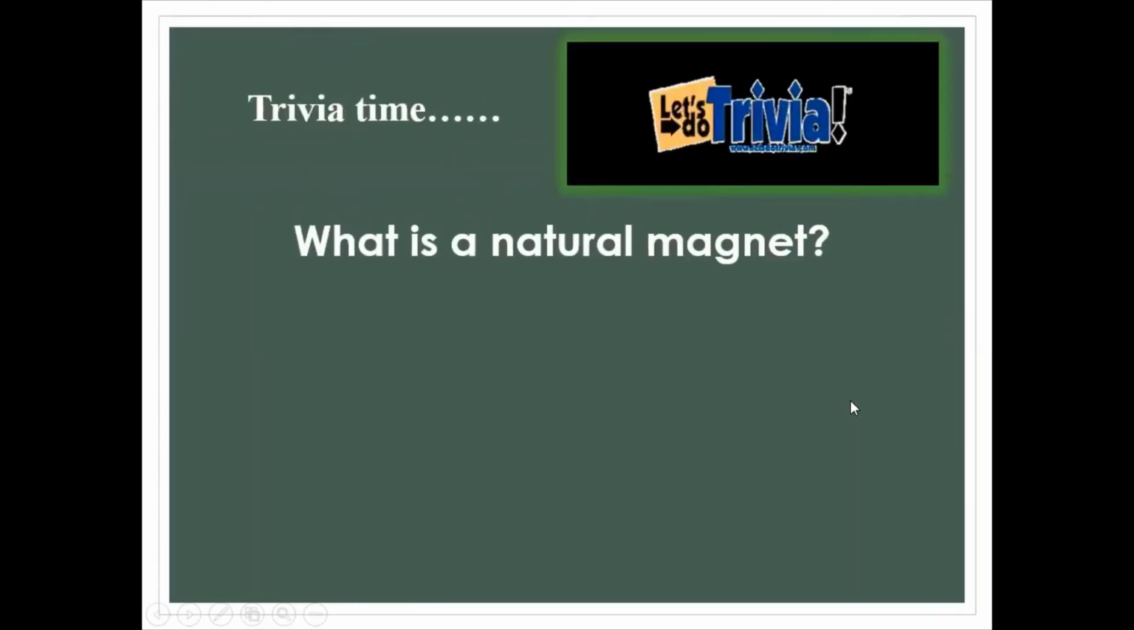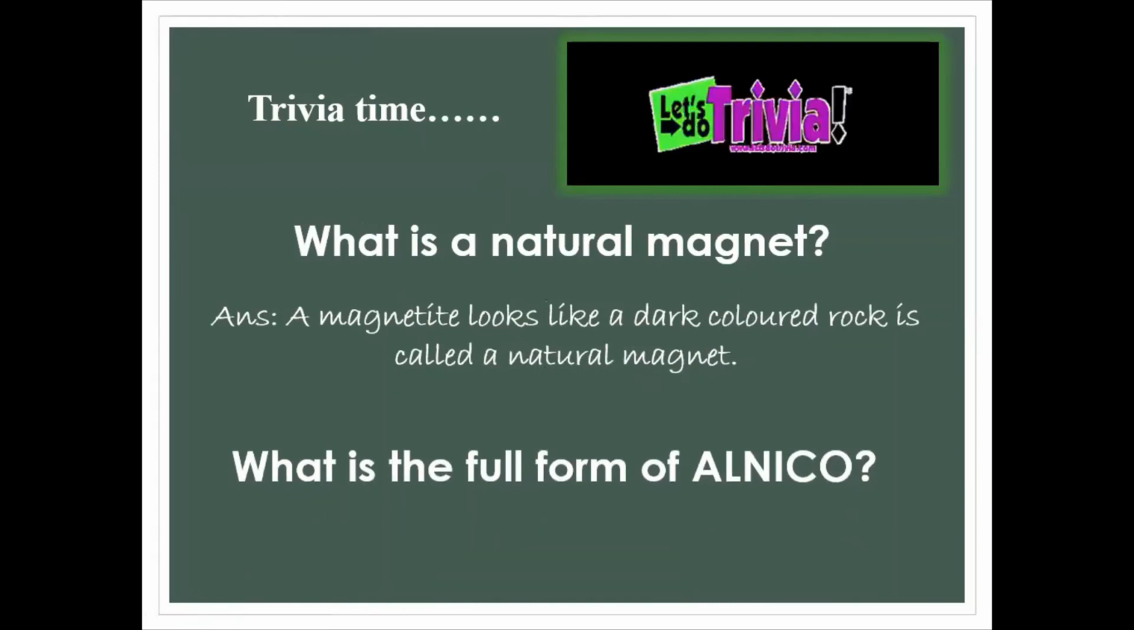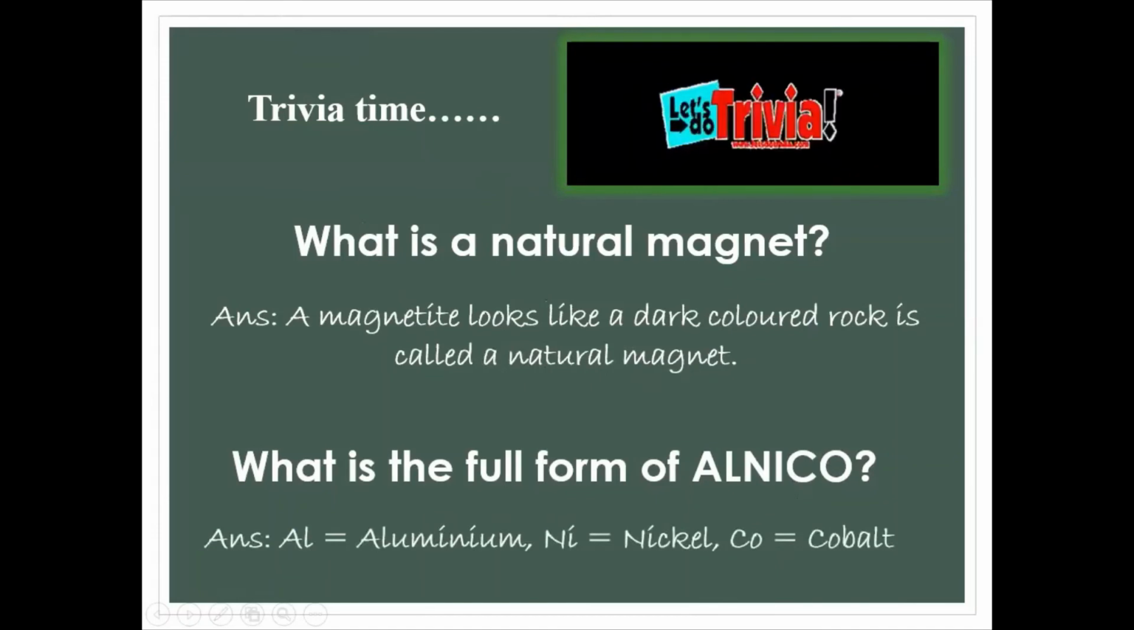Now, it's trivia time, students. What is a natural magnet? Magnetite, which looks like a dark-colored rock, is called a natural magnet, as it is found naturally in nature. What is the full form of Alnico? Al stands for aluminium, Ni stands for nickel, and Co stands for cobalt.